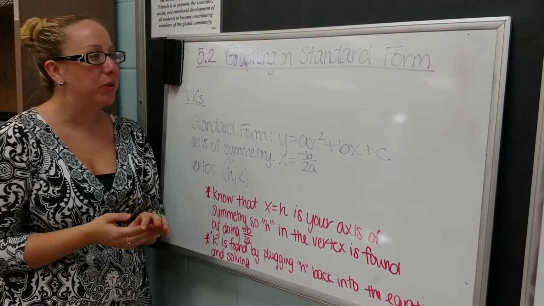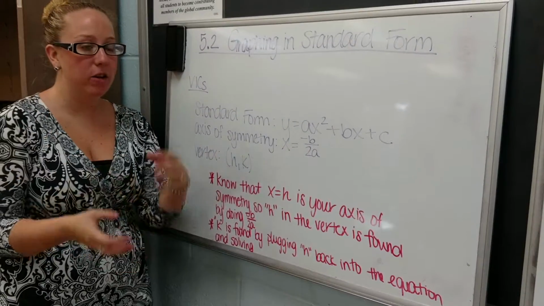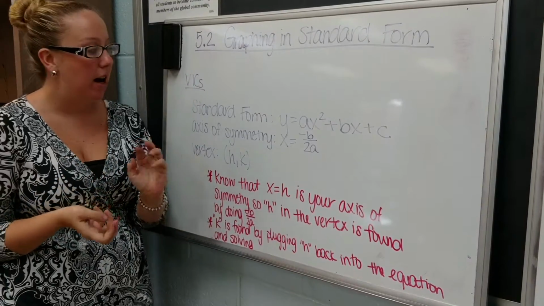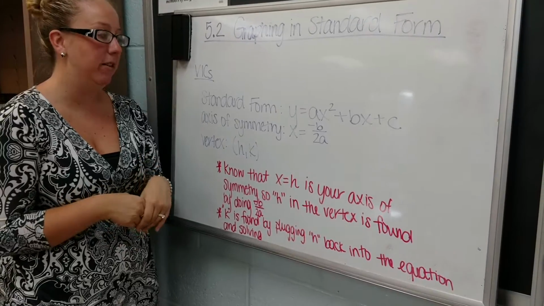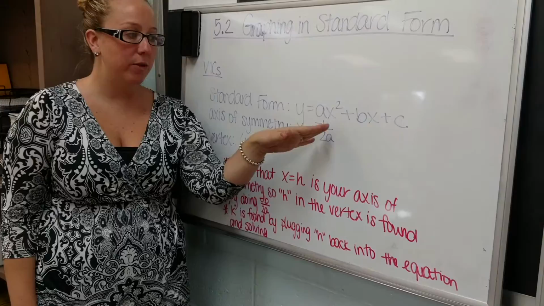This is section 5.2, graphing in standard form. Our VICs and our vocab kind of go together. Remember last video we talked about our axis of symmetry and our vertex, and so those vocab terms still apply in this lesson also. So we're going to talk about standard form, which is y equals ax squared plus bx plus c.